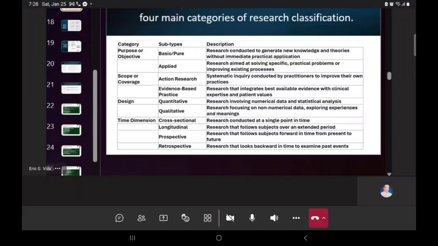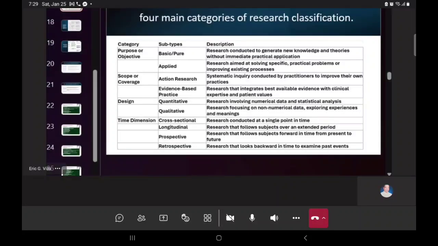While applied research takes existing knowledge and theories and implements them to solve specific problems or improve processes. And this type of research has direct practical applications and often addresses immediate challenges in various fields. For instance, developing a new drug treatment or creating more efficient manufacturing processes.